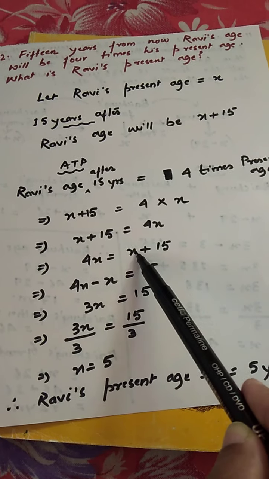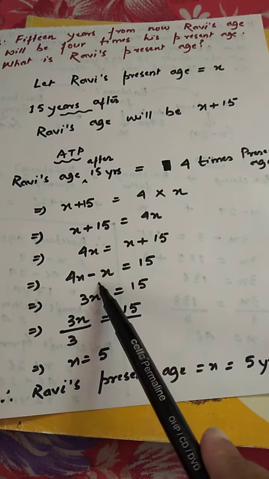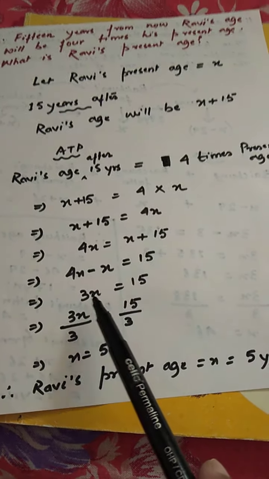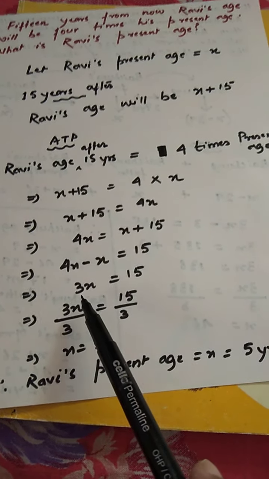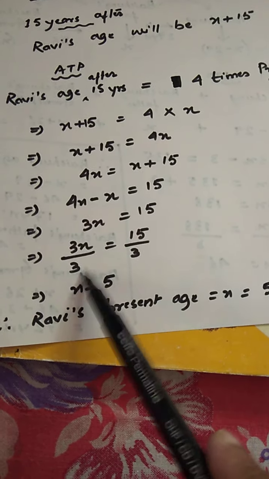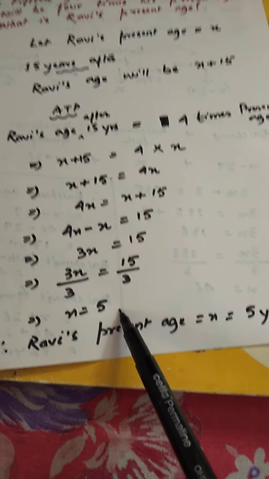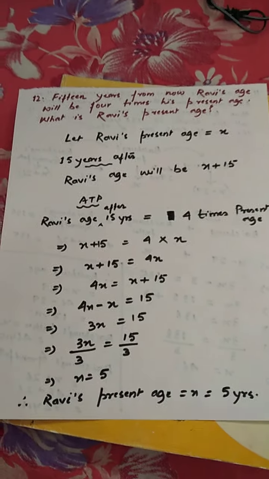Now we will transpose this x to the left hand side, and the sign will change. That is 4x minus x equals 15. Now 4x minus x is 3x. By the rule, we have to remove this 3, so we divide by 3 on both sides, LHS and RHS. So 3x by 3 equals 15 by 3, and the value of x is 5. Therefore Ravi's present age is x, which is 5 years. So this was the solution of question number 12.